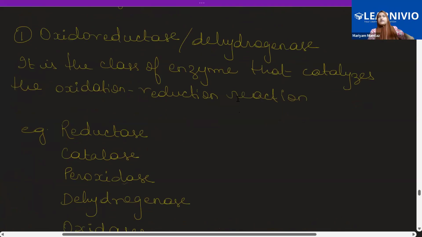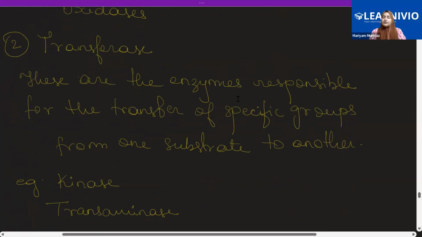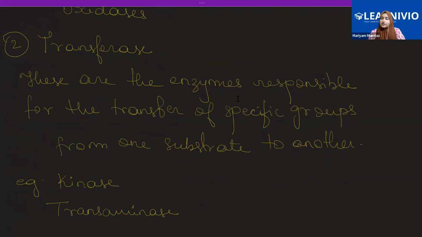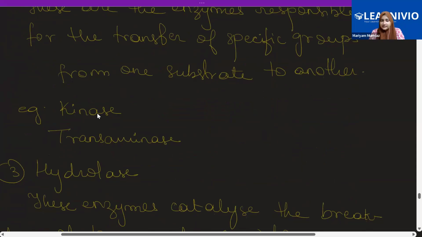These are different enzymes that will do oxidation-reduction reactions. For example, if there is a substrate that you are using to make a product, and you want to create an oxidation product of that substrate, the enzyme you are going to use is this. Understood? Second, you have transferase. These are the enzymes responsible for transferring a specific functional group from one substrate to another. Transferase transfers something, right?